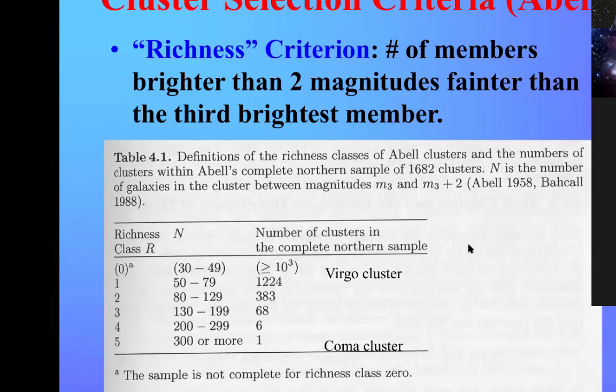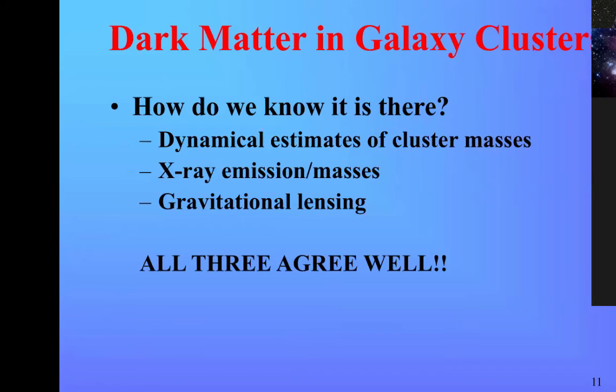Finally, he got up to his highest richness class. What is that? Richness class 5, where he only found one such cluster in the entire sky that you could survey from Palomar Observatory, and that's the Coma Cluster. In a class by itself: hundreds and hundreds of bright galaxies, thousands and thousands of fainter galaxies in the Coma Cluster.